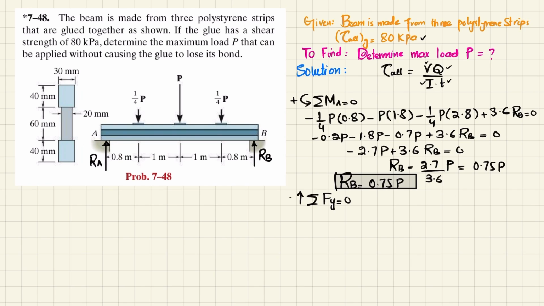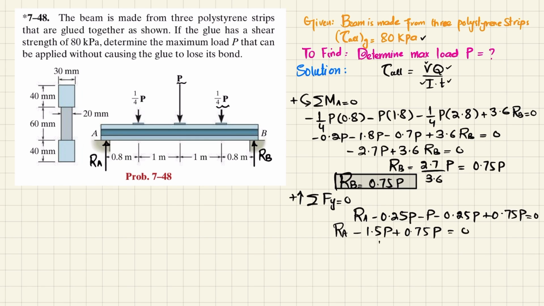Now we will find Ra as well by using the equilibrium equation that the sum of all forces along the y direction must be equal to 0, with upward force positive. So Ra minus 0.25 P minus P minus 0.25 P plus Rb, which is 0.75 P, is equal to 0. So you will get Ra minus 1.5 P plus 0.75 P is equal to 0, and you will get Ra is also equal to 0.75 times P.